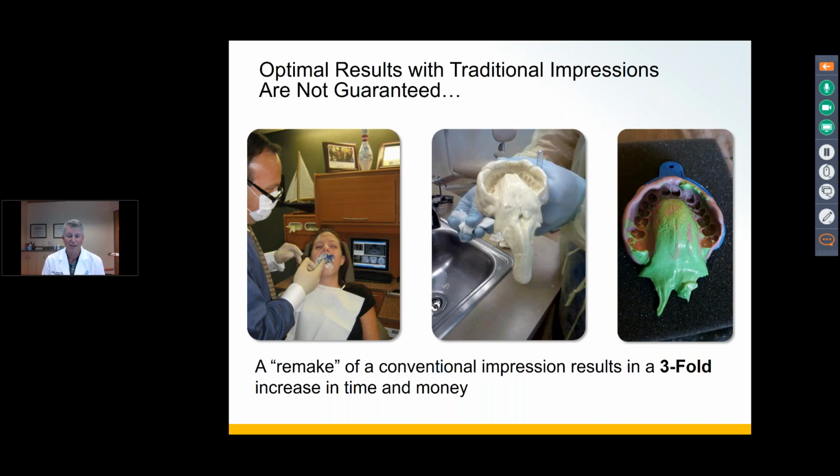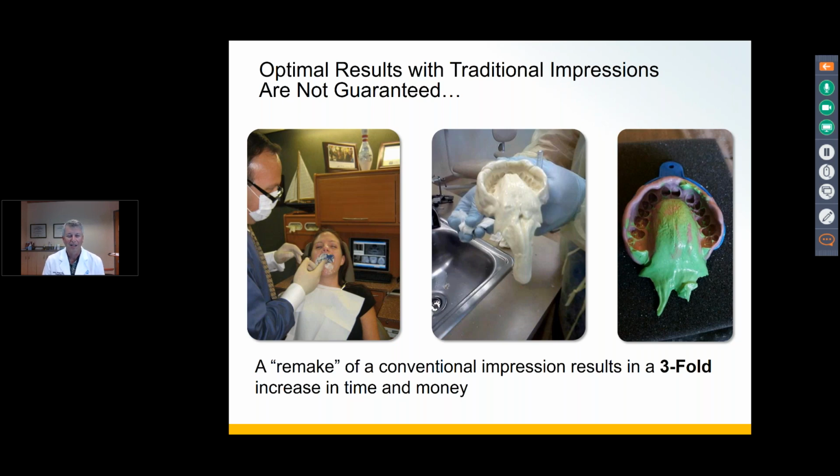Plus, we're going to get on to the cost of this, but keep in mind a remake of a conventional impression can result in a threefold increase in time and money. And that's, of course, the time and materials it takes to take the first one, and then the second one, if that's what it takes, and then be thinking about what you could have been doing when you're taking the second run. You could have been doing a whole new patient. So that's a threefold increase in time and money, not just twofold.